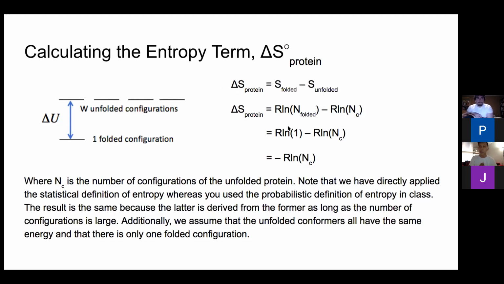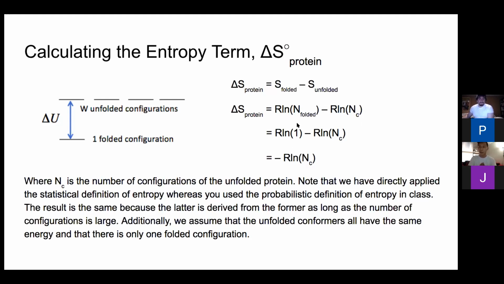So now we just plug in our R ln multiplicity, right? But we can interpret the multiplicity of the protein as the number of different configurations. So we want to calculate the number of folded configurations of the protein minus the number of, I put n sub c, which is the number of configurations of the unfolded protein. I just chose this particular labeling because that's what's used in the lecture, so it's consistent for you.